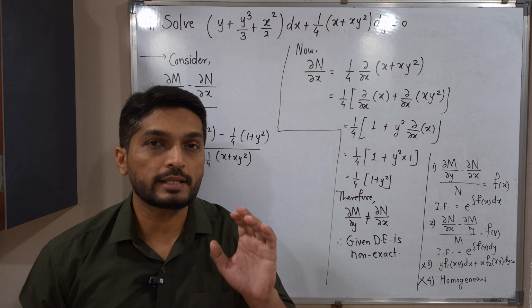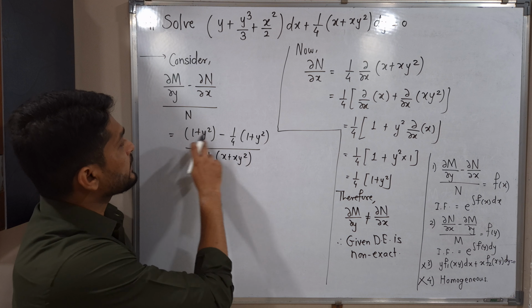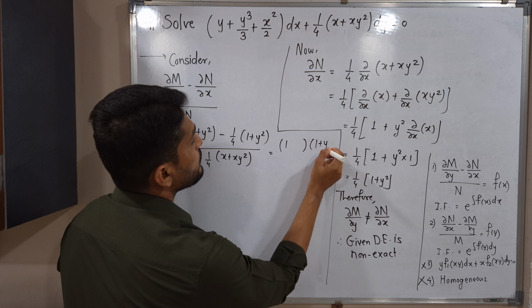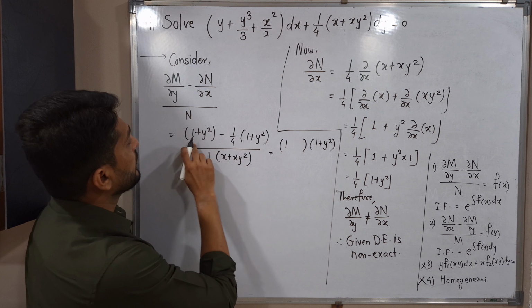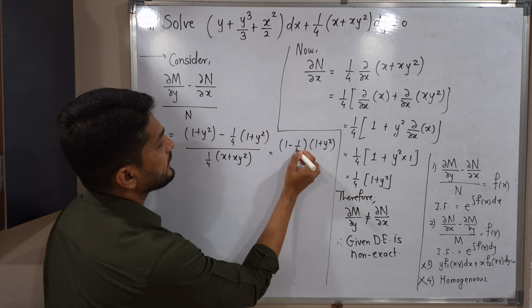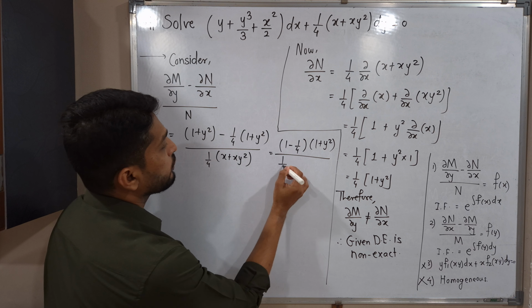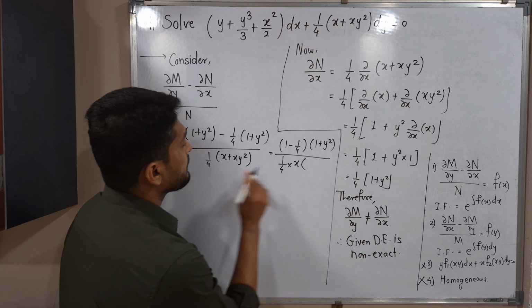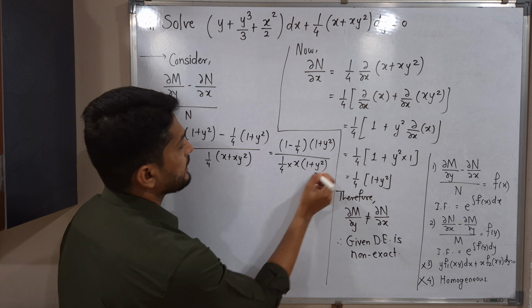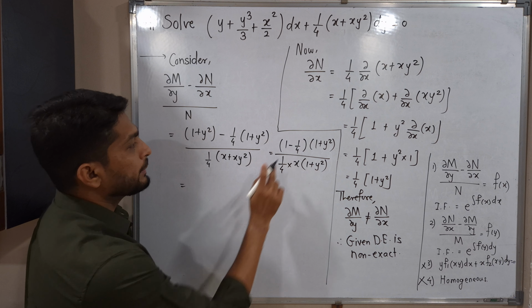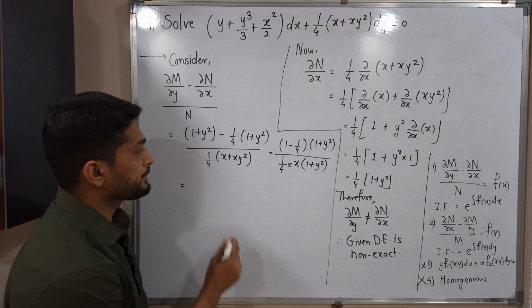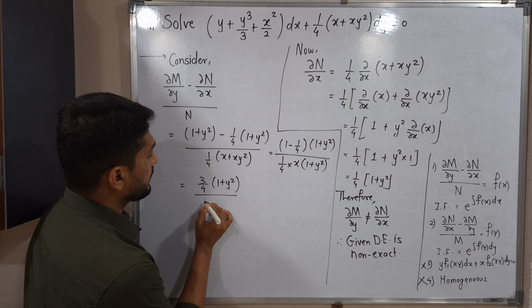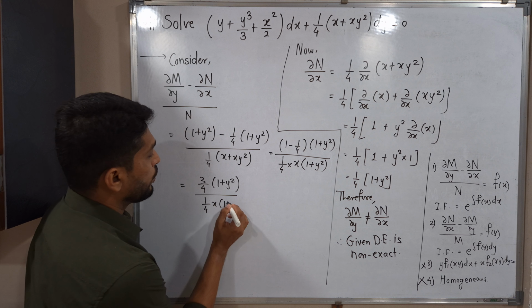Then only the first method is applicable. Let us solve. See, 1 plus y square we can take common. If you take 1 plus y square common, then only 1 is there, minus only 1 by 4 is there. In the denominator, 1 by 4. So tell me, what can I take common here? I can take x common. X I am taking outside, 1 plus y square is remaining. X came outside, right? 1 minus 1 by 4 is 3 by 4 if you cross multiply. So 3 by 4, 1 plus y square. Denominator 1 by 4, x, 1 plus y square.